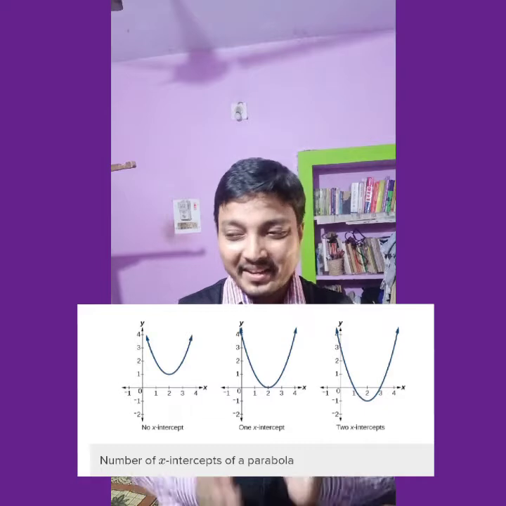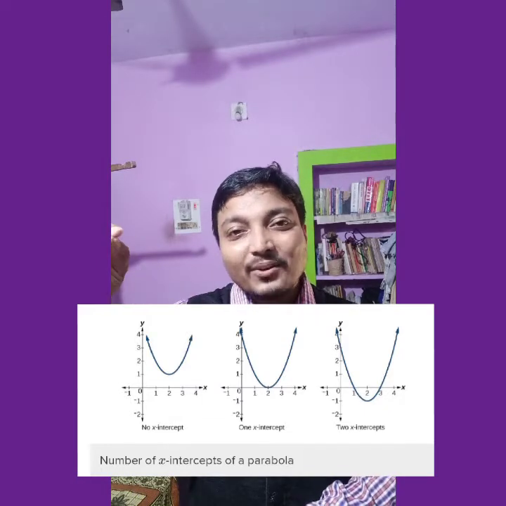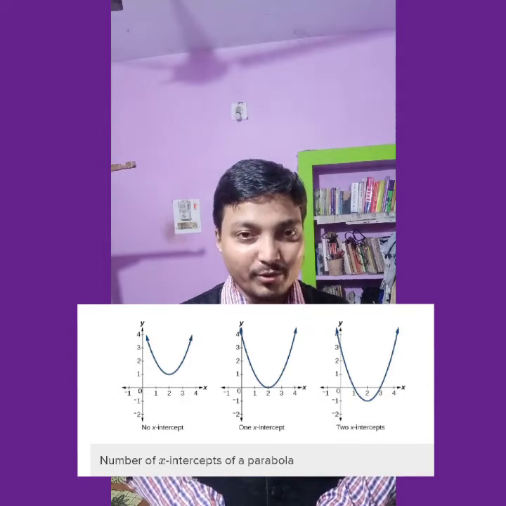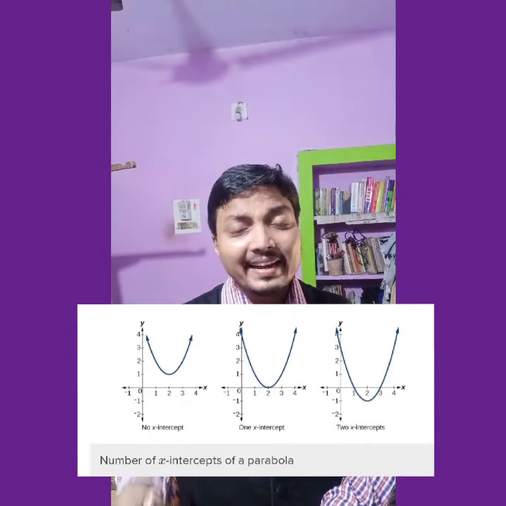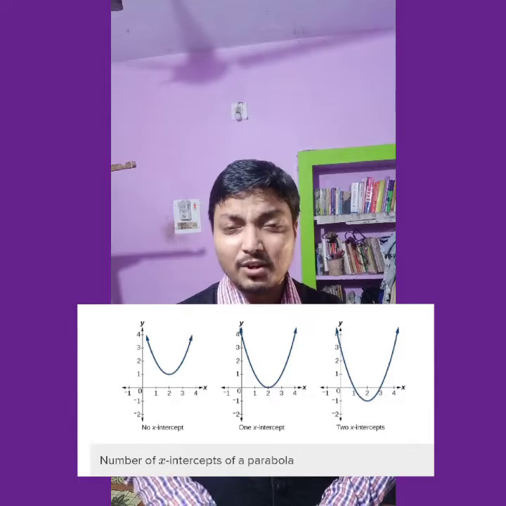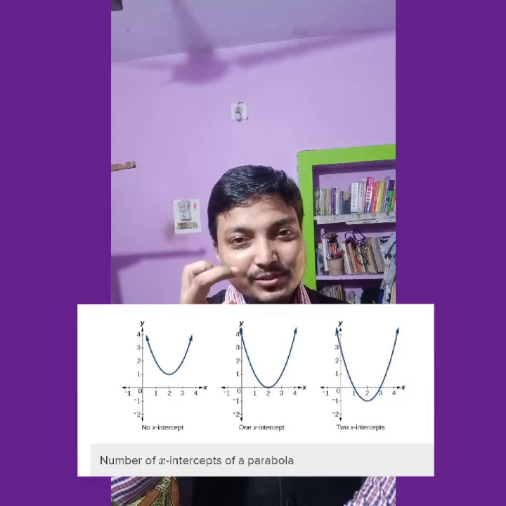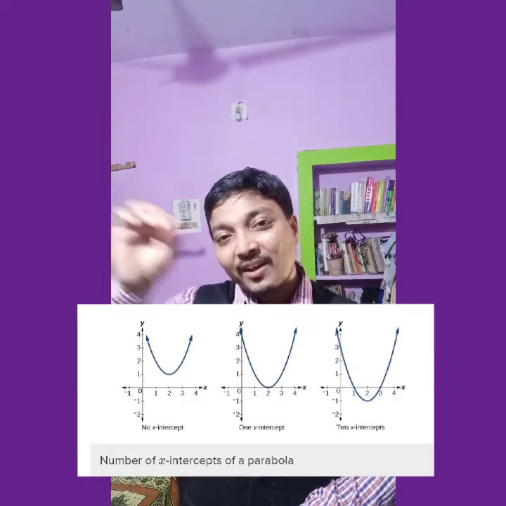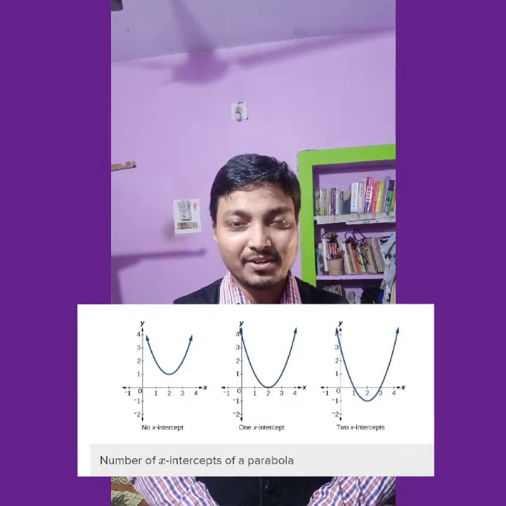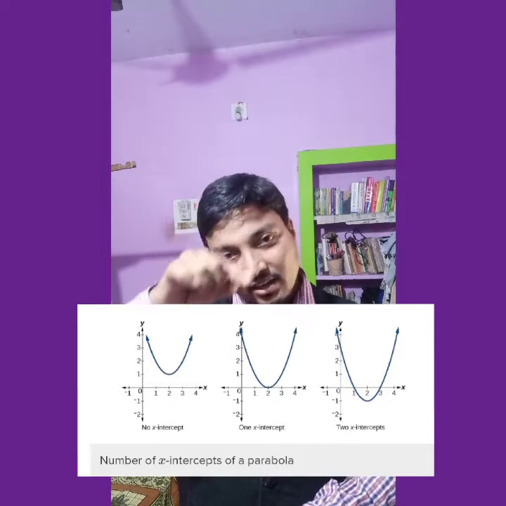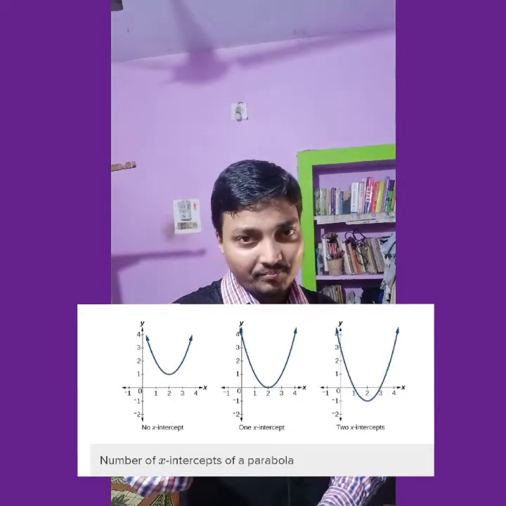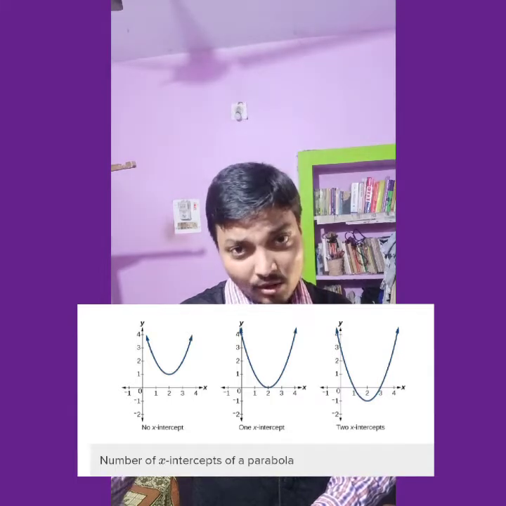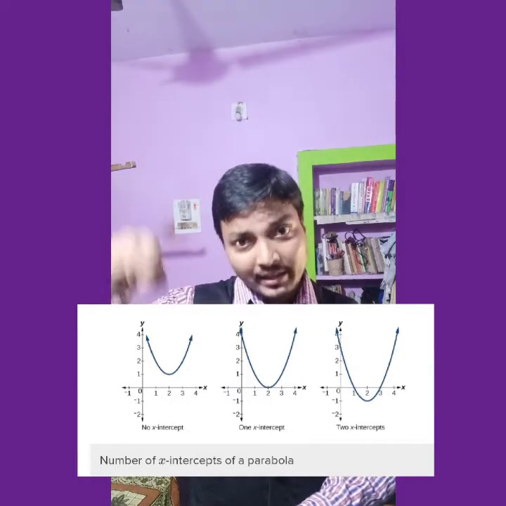Understood or not understood? Remember, on solving the quadratic polynomial, whenever you get two different zeros, its graphical representation will be a parabola intersecting the x-axis at two different points. This is for the quadratic polynomial where a is greater than 0, which opens upwardly.